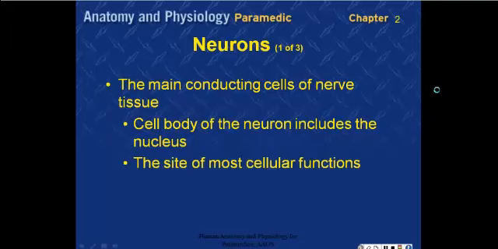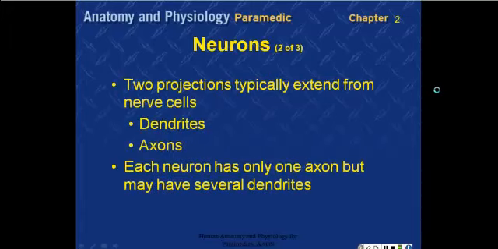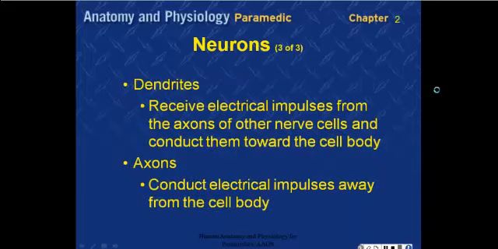Neurons are the main conducting cells of nerve tissue. A neuron is a single cell in the nervous system. The cell body of the neuron includes the nucleus, the site of most cellular functions. Two projections typically extend from nerve cells: dendrites and axons. Each neuron has only one axon but may have several dendrites. The dendrites receive electrical impulses from the axons of other nerve cells and conduct them towards the cell body, and the axons conduct electrical impulses away from the cell body.